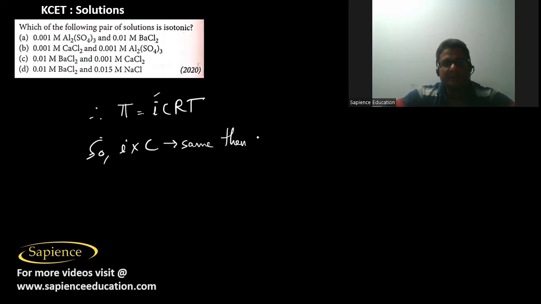Then it is told which of the following pair of solutions is isotonic. So we know that the osmotic pressure, pi, is given as iCRT. So if i into C, the Van 't Hoff factor times the molar concentration of the solution, is the same, then only the osmotic pressure will be same, and then only we can say that the solutions will be isotonic solutions.